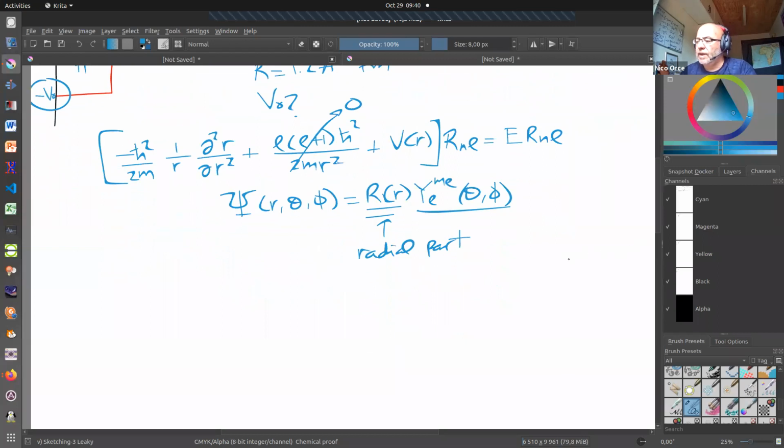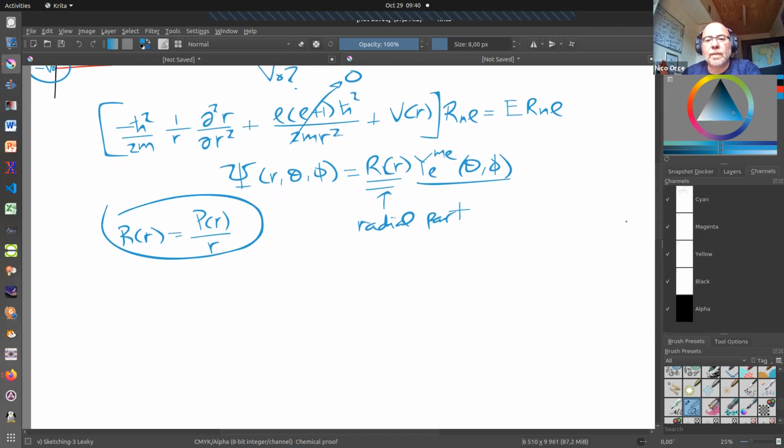So for this, we're going to make a substitution, and this is a very important one. We're going to assume that R, this radial function, is going to be equal to P(R) over R. This is going to make our life much easier in developing the solution to the Schrodinger equation. Right, so this implies that the Schrodinger equation will convert to something much simpler, minus h bar squared over 2m.